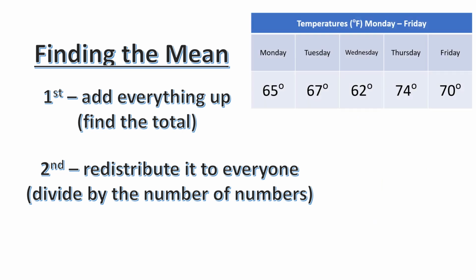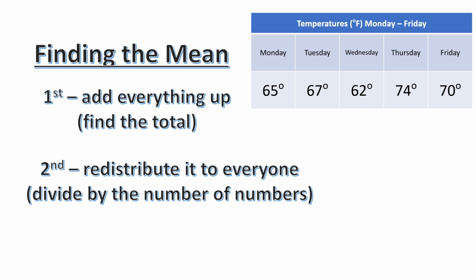Here is an example of temperatures. And the temperatures are in between the 60s and 70s for 5 days. So it's Monday through Friday, degrees Fahrenheit. If I said, what was the mean temperature for this week? That means, what was the average temperature for this week?